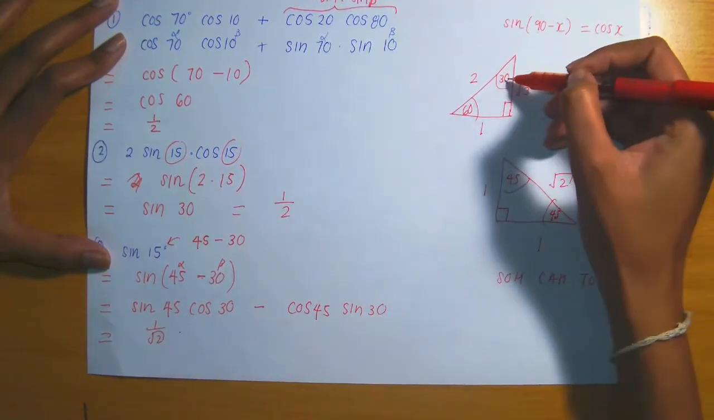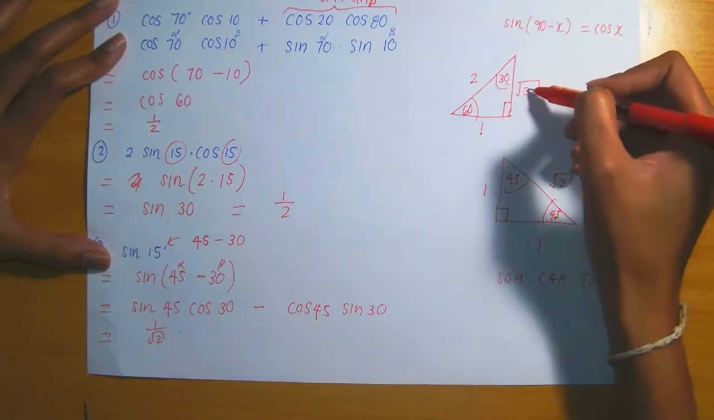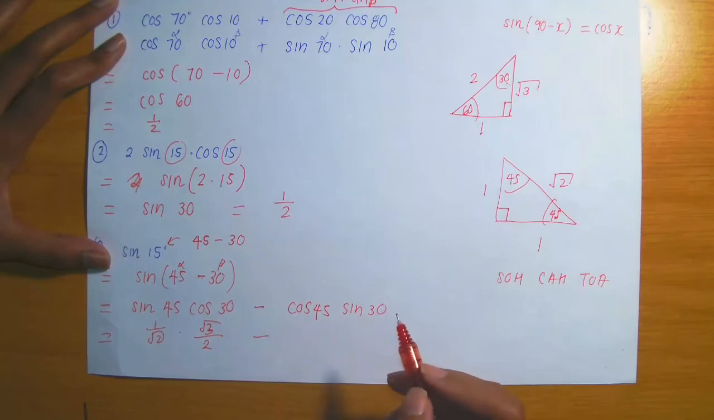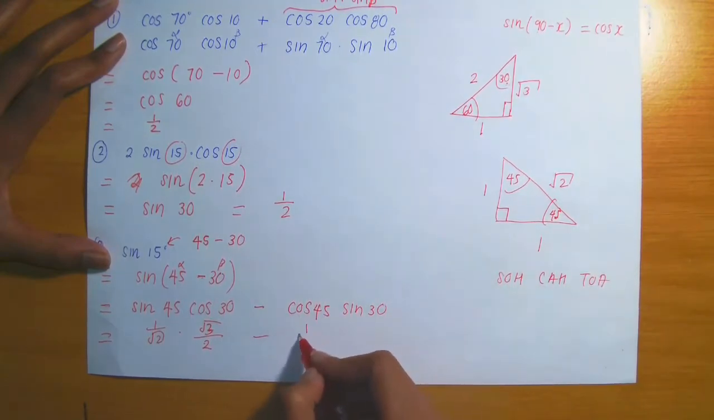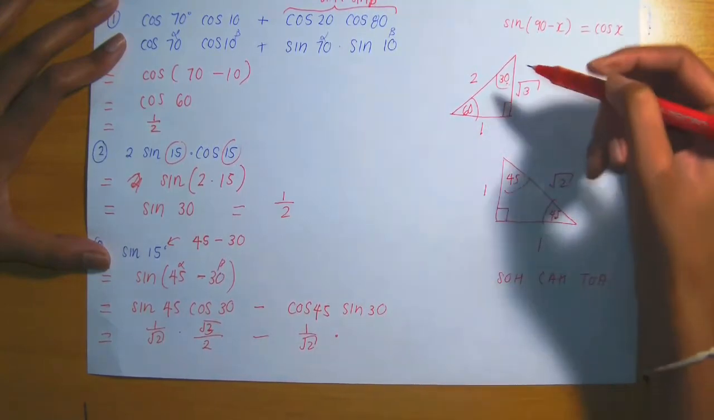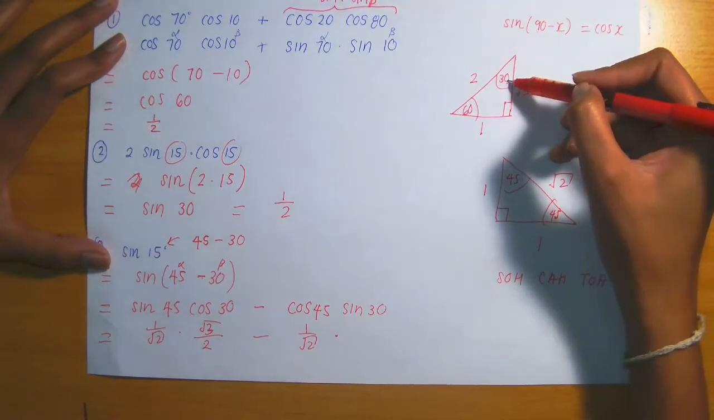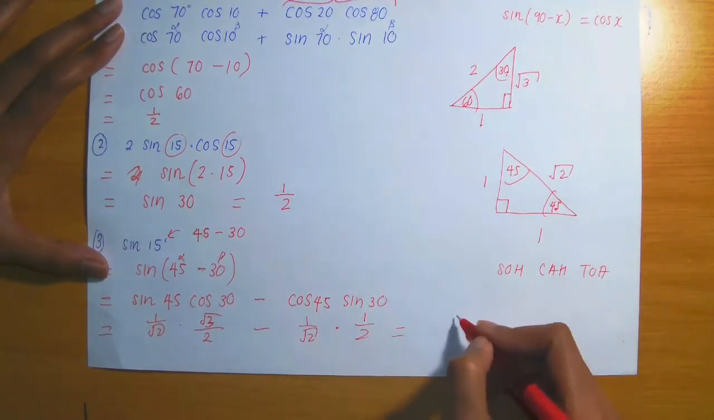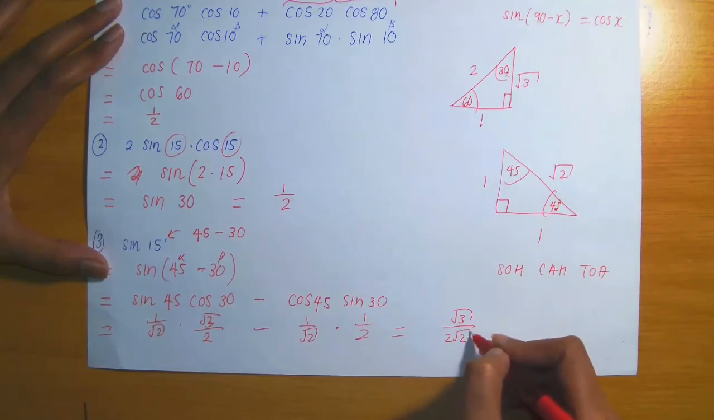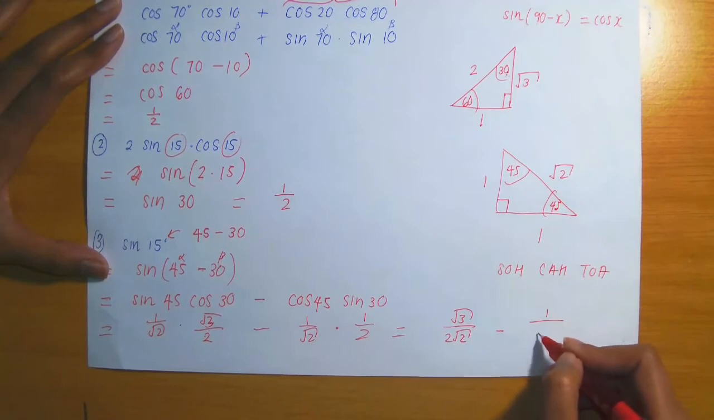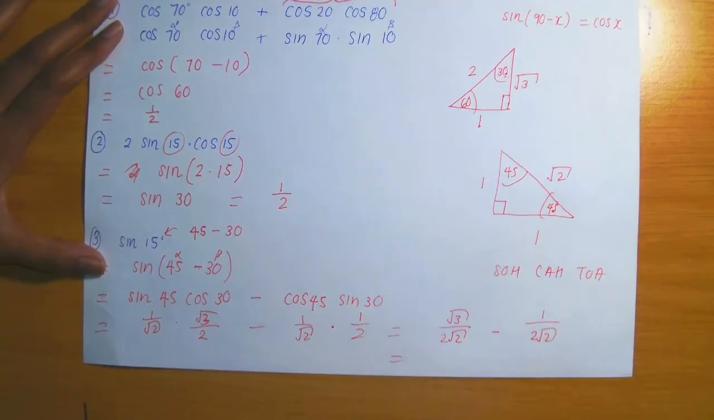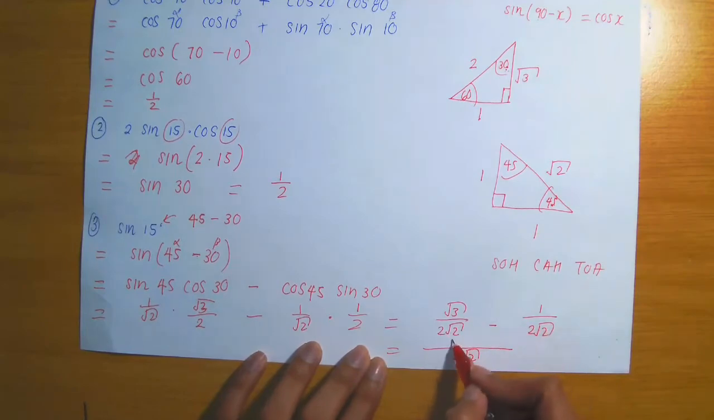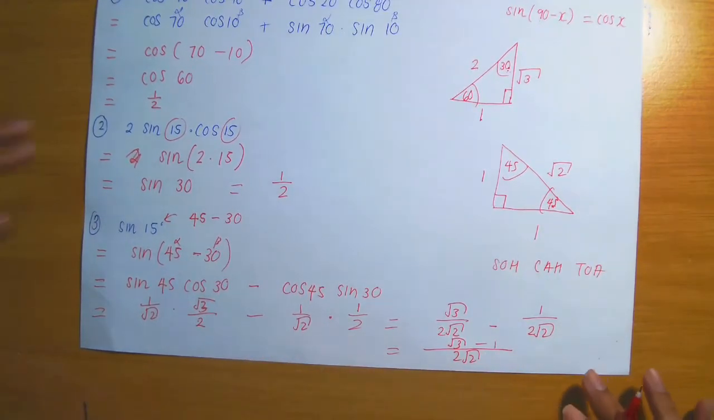Being multiplied by cos of 30, so there's my reference angle. Cos is adjacent over hypotenuse, root 3 over 2. Minus cos of 45, again adjacent over hypotenuse, which is 1 over root 2, multiplied by sine of 30, opposite over hypotenuse. So that's my reference of 30, opposite is 1, hypotenuse is 2. And so we can then multiply these together. I then get root 3 over 2 root 2 minus 1 over 2 root 2. I've got like common denominators in there, so this is 2 root 2, and in the numerator it's root 3 minus 1. You may leave your solution as it is.